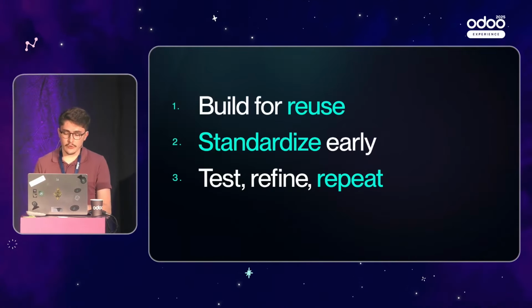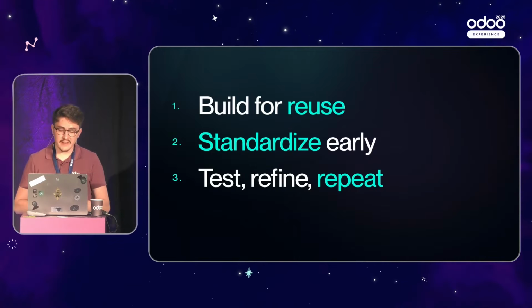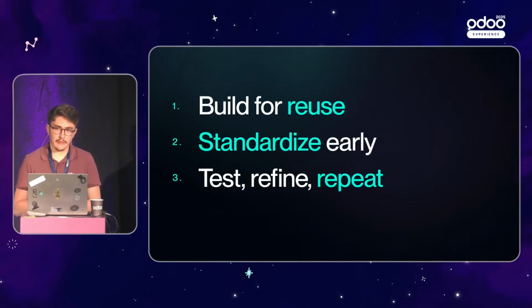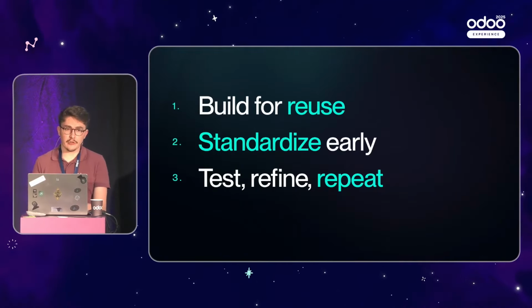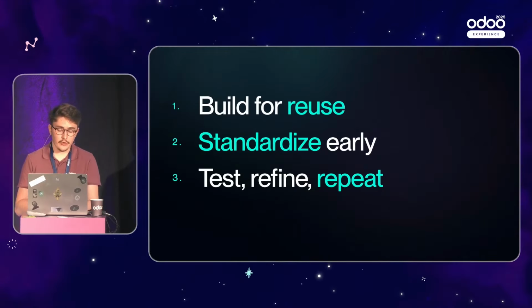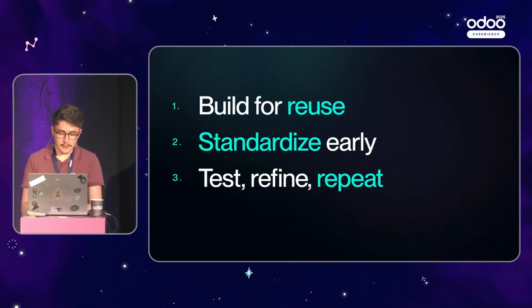Standardize early: you saw that we define a set of variables in CSS, and these variables will be used everywhere across Odoo to avoid custom values. So basically, if you want your button to look purple, you will call the variable related to purple. You won't have to define a hexadecimal color code or whatever.